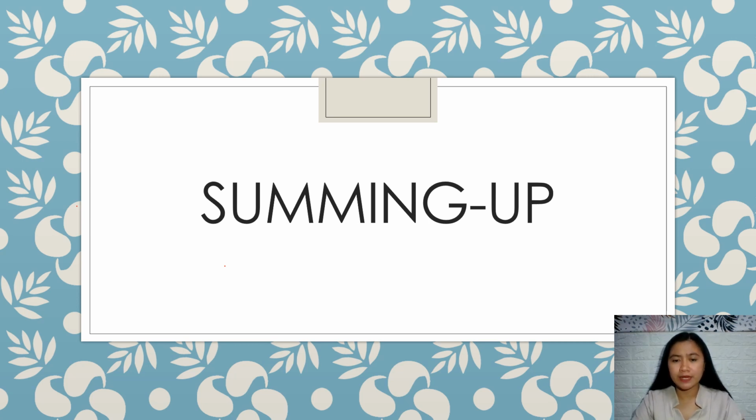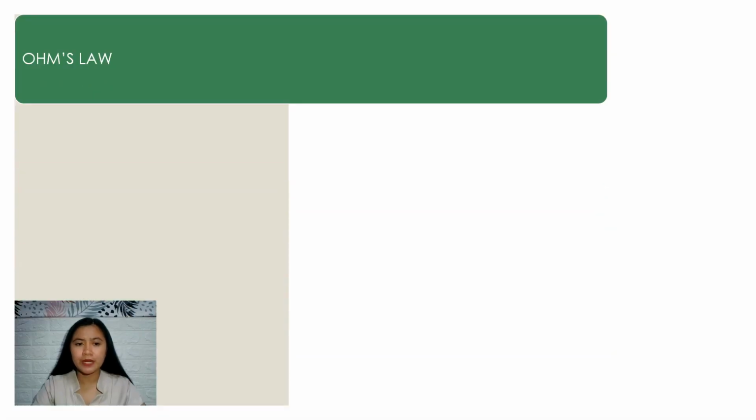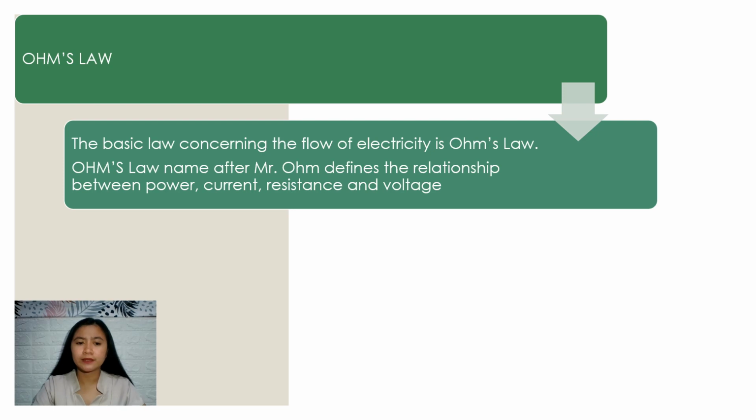Now let us summarize our lesson for you to have a recap before we proceed with the evaluation. So are you ready? Here's the summary. Ohm's law, again, is the basic law concerning the flow of electricity. Ohm's law came after Mr. Ohm, who defined the relationship between power, current, resistance, and voltage.